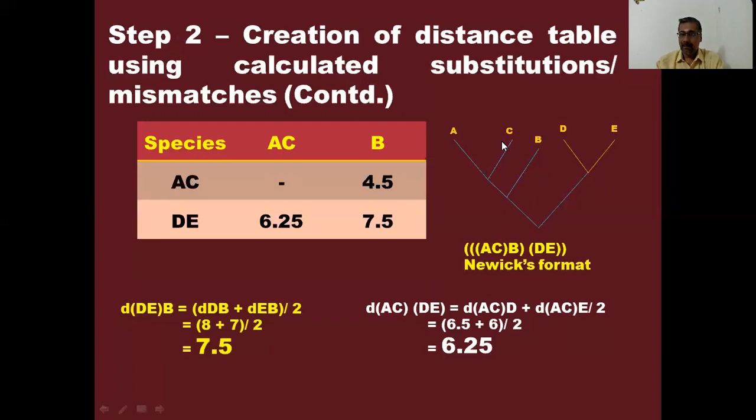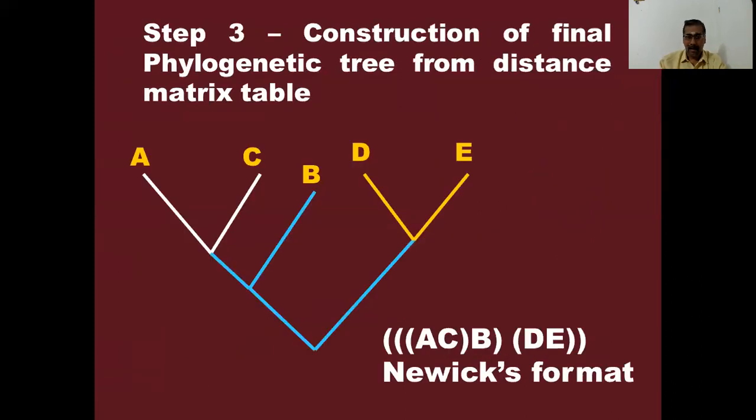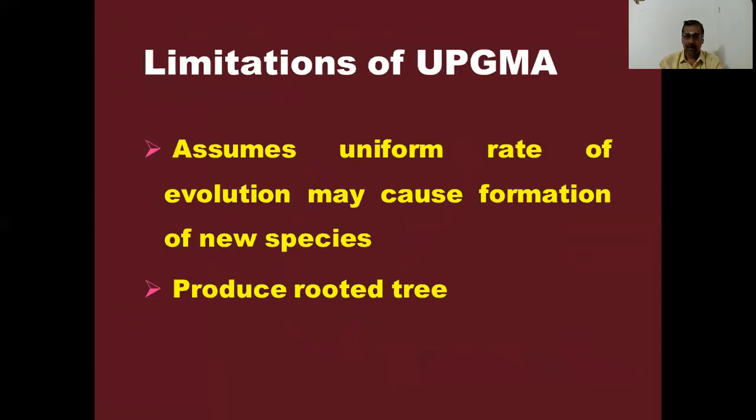The same concept can also be reflected as a text formula. Here you can see AC and B are close, D is totally different. Now I have given the entire answer. You can see AC is very close to B, D is an outgroup. You can consider ACB as an in-group, DE as outgroup. This is the Newick format or Newick formula. This is step 3, you construct the phylogenetic tree finally, and give the output.